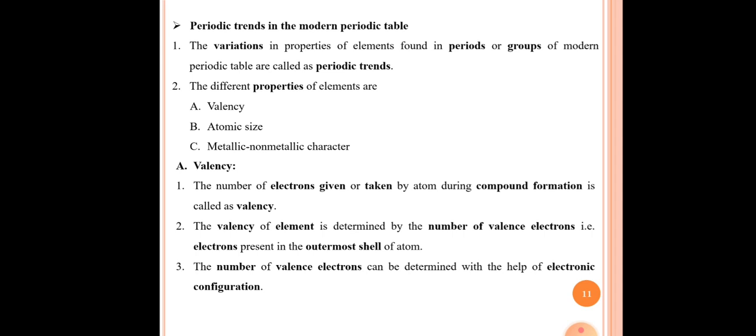The second point is that the valency of an element is determined by the number of valence electrons, that is, the electrons present in the outermost shell of the atom. If we know the number of valence electrons present in the outermost shell, then from this we can calculate the valency. The third point is that the number of valence electrons can be determined with the help of electronic configuration.